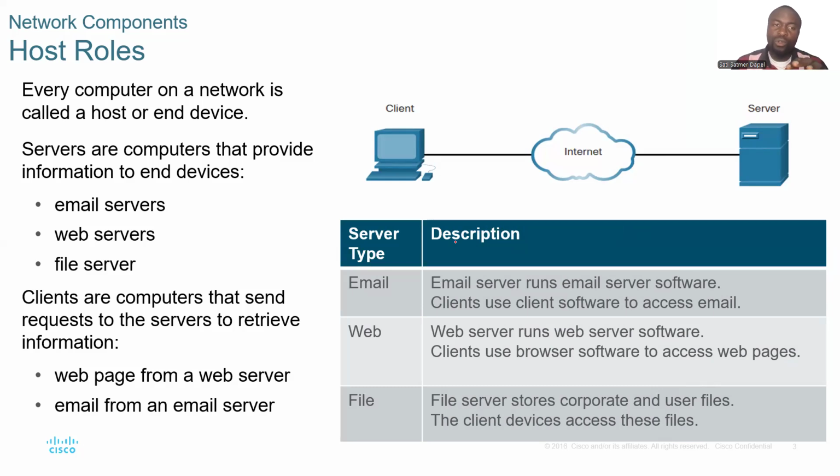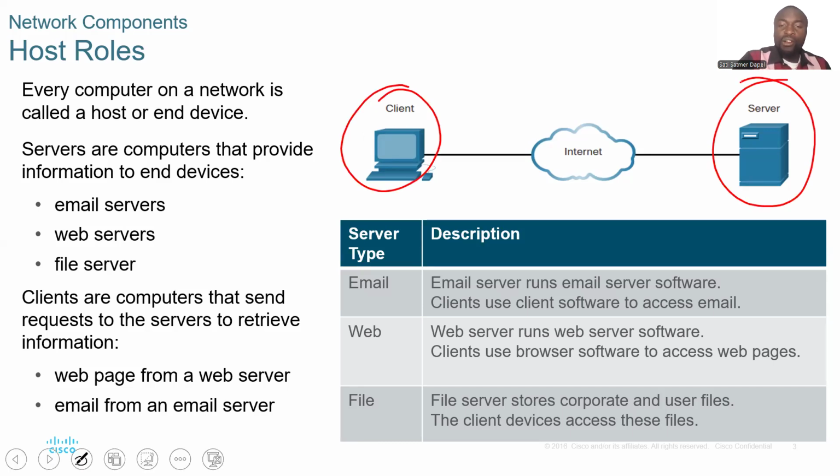When you say a network, you are trying to say it is an interconnection of two or more end devices that are connected using a medium in order to share resources. So every computer on a network is called a host or an end device. Anytime you are forming a network, there must be end devices. Like you see, this is an end device, this is an end device, and they are connected through a medium. They're forming a network.